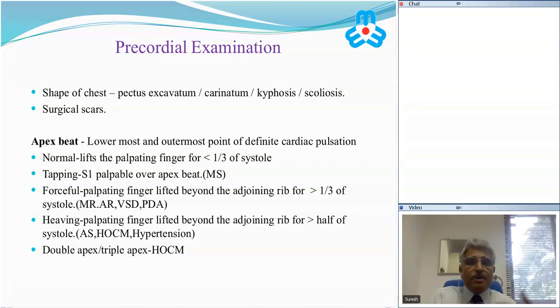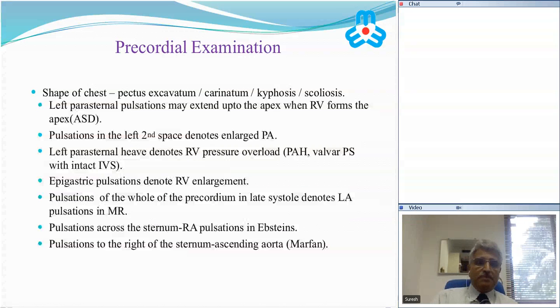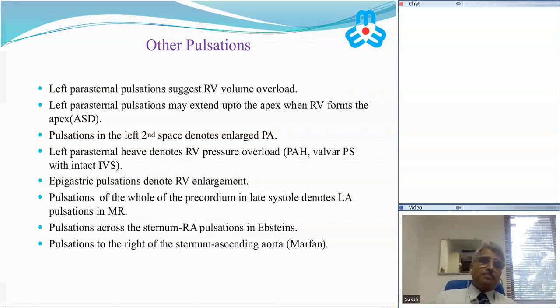And the common causes for these: a forceful apex beat means an LV volume overload, a heaving apex beat means an LV pressure overload. You may also get certain characteristic features like a double apex beat in hypertrophic cardiomyopathy, where the apex beat is notched by the obstruction as it's coming to the LVOT during systole. It could be triple, where this double apex beat is accompanied by a fourth heart sound. So there we are done with the apex beat.